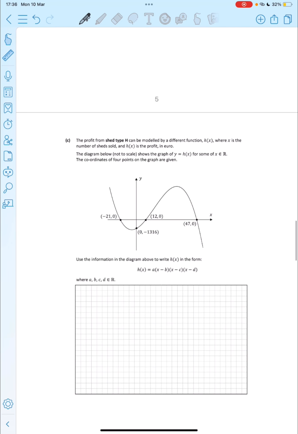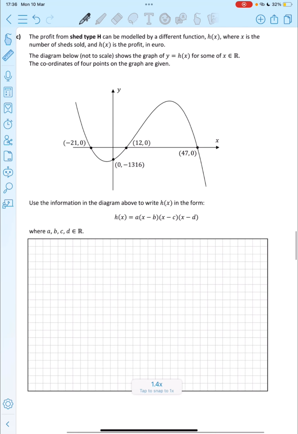The last part of this question says the profit from shed type H can be modeled by another function, h(x), where x is the number of sheds sold and h(x) is the profit in euro. The diagram below shows the graph y is equal to h(x), where x is an element of R, R being our real numbers. The coordinates of 4 points on the graph are given below. That means we need to use all 4 of these points. We want to write h(x) in the form a times (x minus b), (x minus c), and (x minus d).